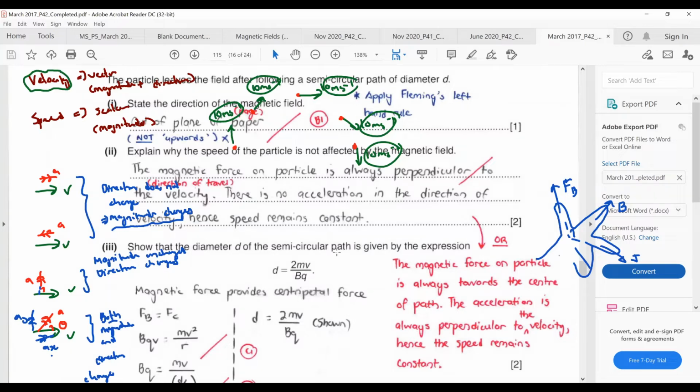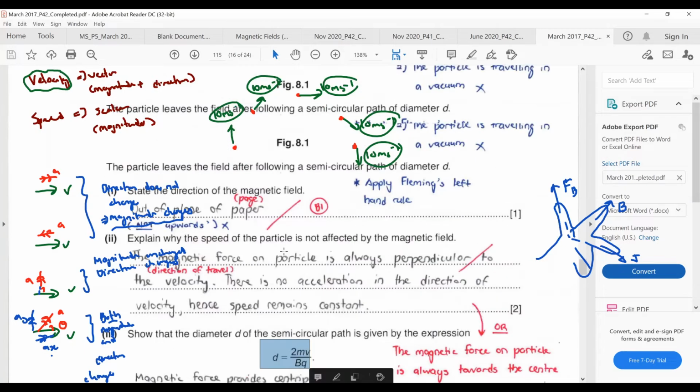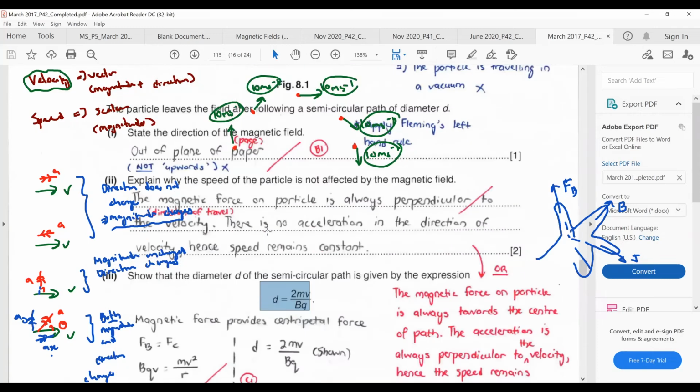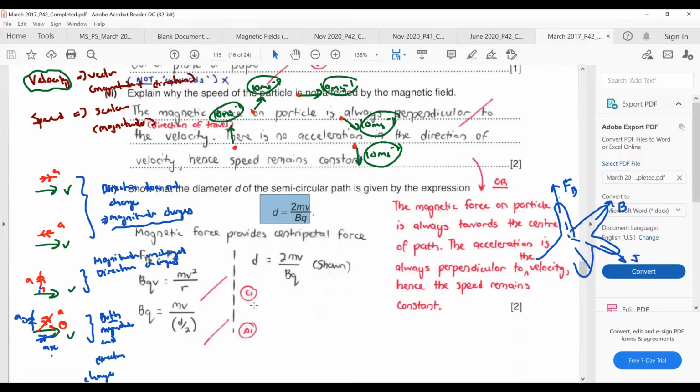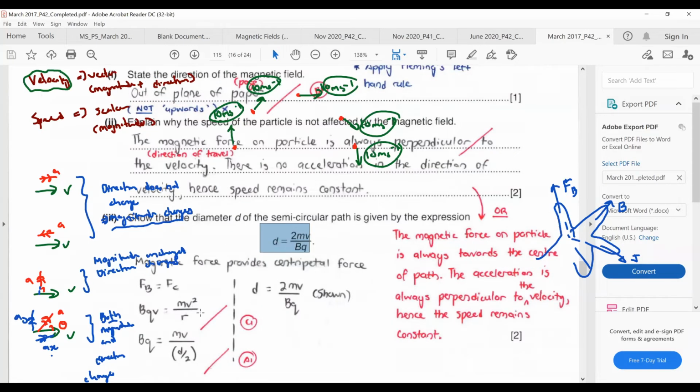Then another one you can talk about is part 3. They told you to show that the diameter d of the semicircular path is given by the expression. If you're talking about the charged particle moving in a circle in a magnetic field, you know that the magnetic force provides the centripetal force. F_B is equal to F_C. So the magnetic force acting on a charged particle is BQV. Centripetal force is mv squared over r. You don't use mr omega squared here because you have a term for v.